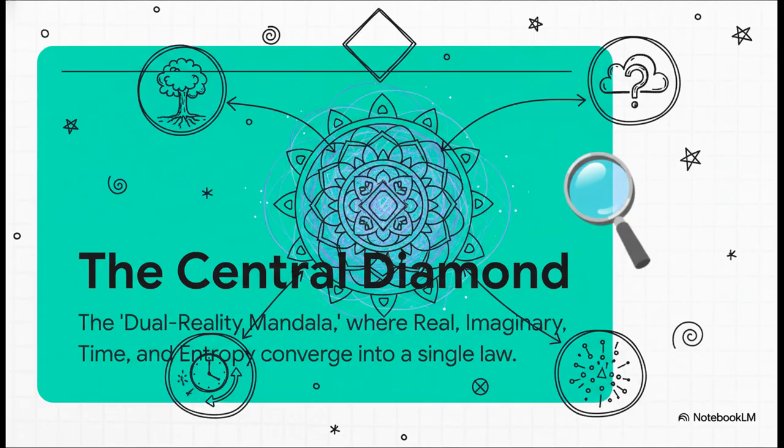The source calls this the dual reality mandala. It's like the symbolic engine room, the point of convergence where all these seemingly separate forces come together and unify into a single, elegant, scale-invariant law.